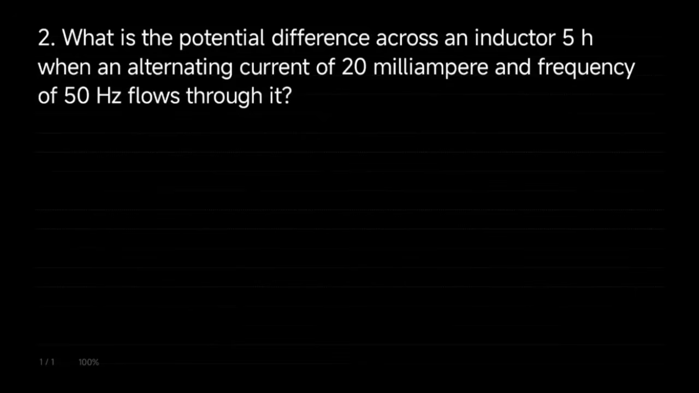Question number 2 says, what is the potential difference across an inductor of 5 Henry when an alternating current of 20 milliampere and frequency of 50 Hz flows through it? Let's solve this problem using the inductive reactance. So we are not asked to find the inductive reactance in this question, but we need to solve the inductive reactance so that we can get the voltage or the potential difference which is being asked.